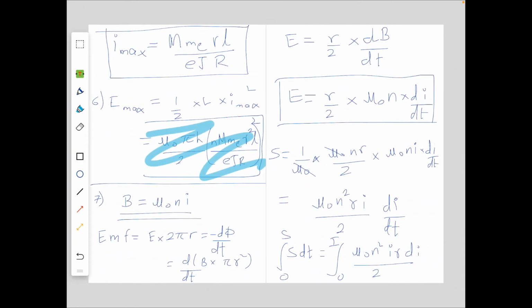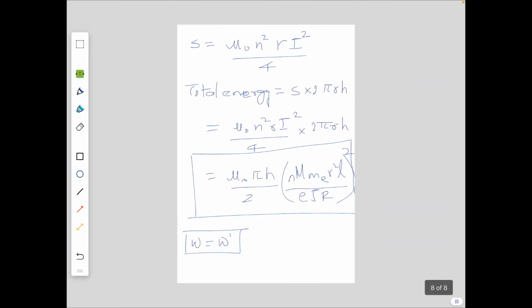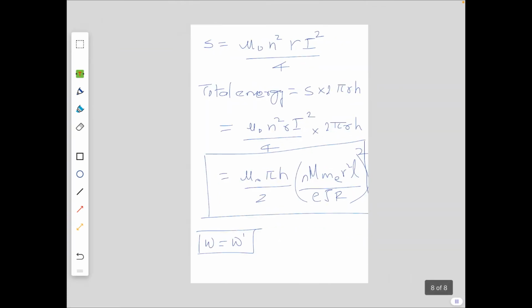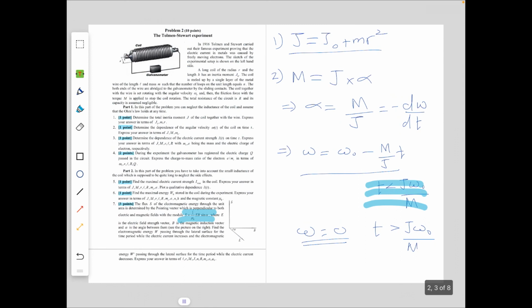And this energy will again be lost, because in the end the energy is zero. So we can clearly see that W equals W dash. So that's the final answer. This finishes our problem. Thank you for watching.